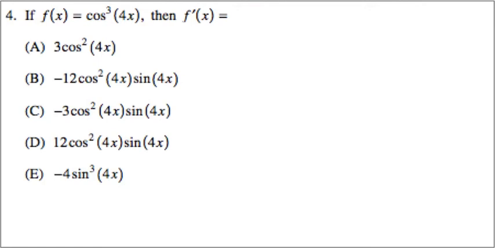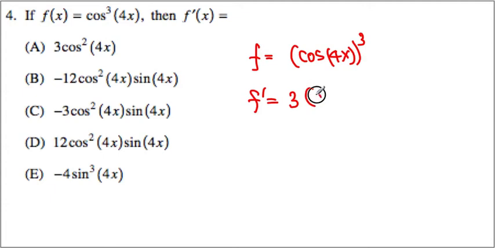Number 4, so we have to take the derivative. If I had to rewrite down f, it would have been something like this: cosine of 4x, entire thing to the third power. Then what is the derivative? By the power rule, 3 comes out, and we have cosine of 4x squared, and then by the chain rule, derivative of cosine becomes negative sine, and then we have to put down the same value, 4x.